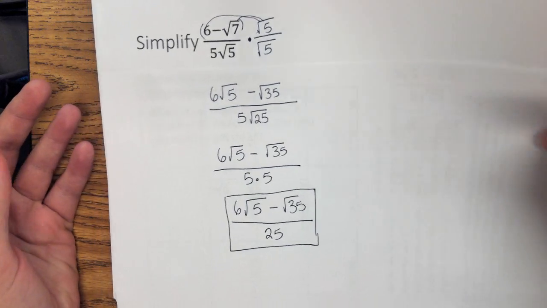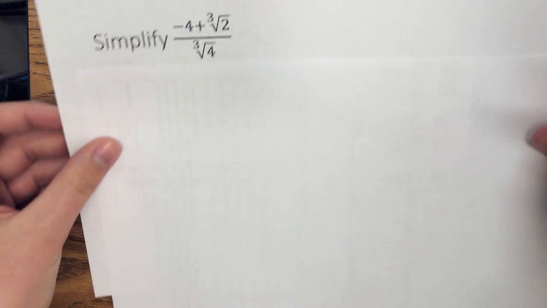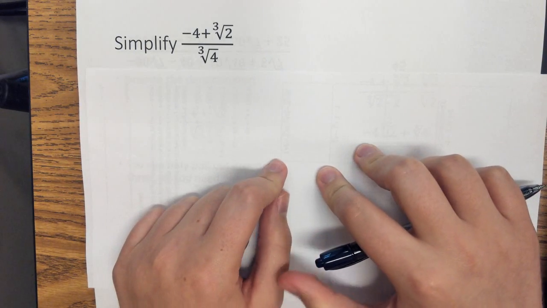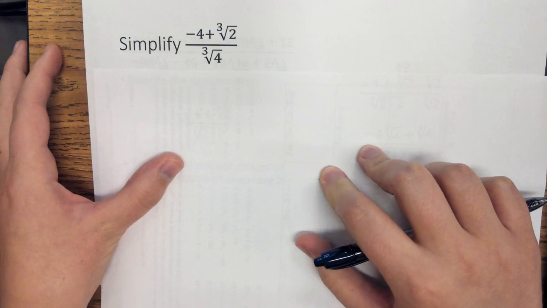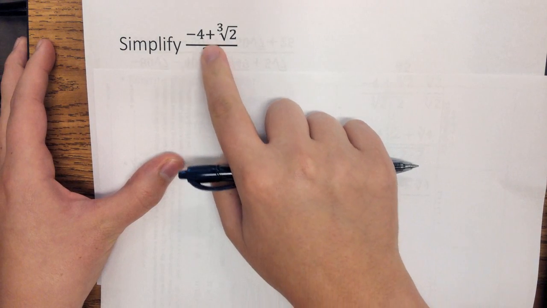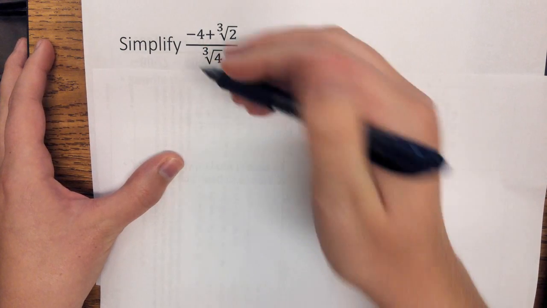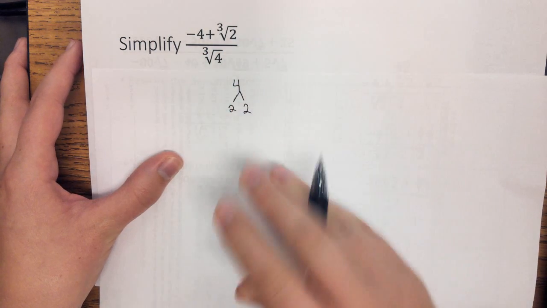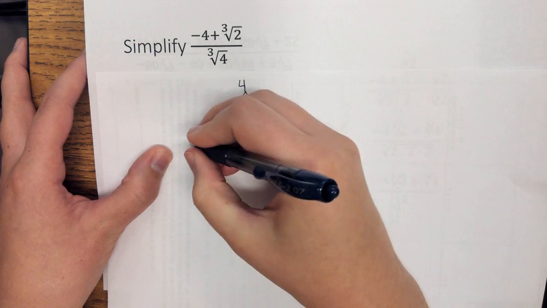Now with a square root, that's nice and easy. Let's talk about something that's not a square root. So for instance, here we've got some cube roots. Now, first thing I would do is rewrite the denominator a little bit. If I were to use a factor tree here, 4 is actually 2 times 2. So I'm going to write it like that to start.